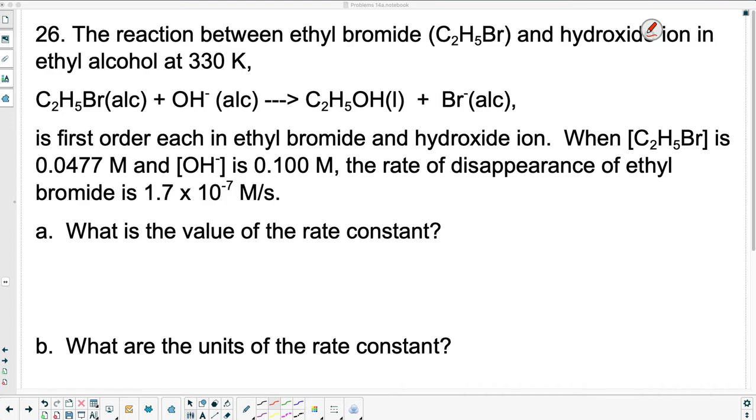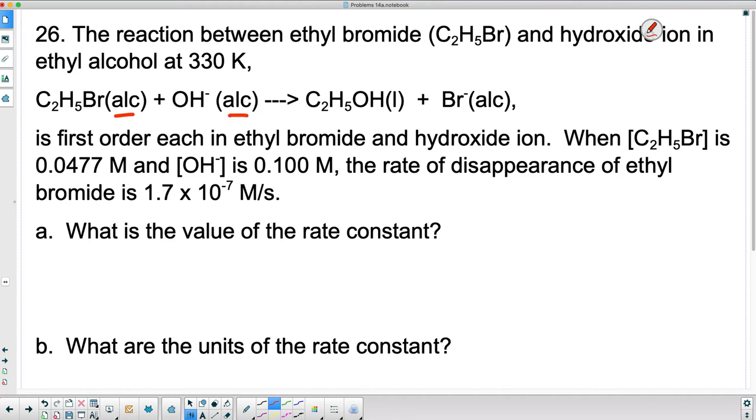Hey guys, this is part 2 of 14A problem set. This is number 26 and 26 alone. The reaction between ethyl bromide, C2H5Br, and hydroxide ion in ethyl alcohol is at 320 Kelvin. Looks like this, you can see it. This says instead of aqueous solution, the ALC means alcohol.